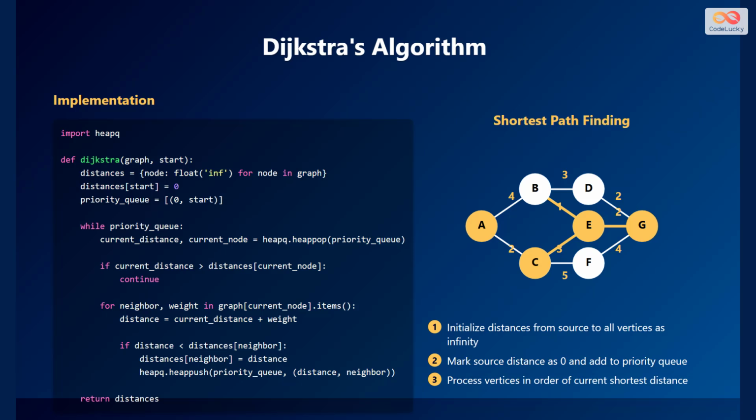Let's learn about Dijkstra's algorithm, which is used to find the shortest path from a source node to all other nodes in a weighted graph. The code on the left shows an implementation of Dijkstra's algorithm in Python using a priority queue. We initialize the distances to all nodes as infinity, set the distance to the source node to 0, and add the source node to the priority queue. We then process nodes from the priority queue, updating the distances to their neighbors if a shorter path is found. On the right, we have a graph visualization, highlighting the shortest paths found from node A. Dijkstra's algorithm is a powerful tool for solving various optimization problems.